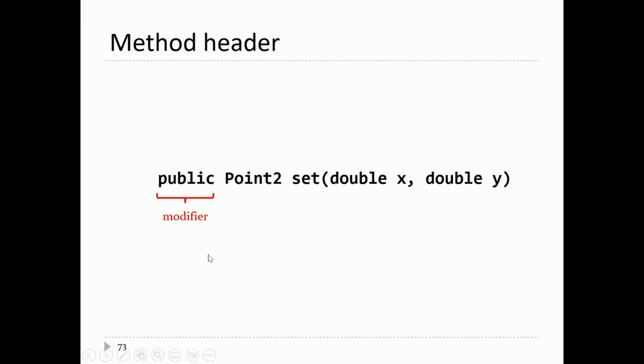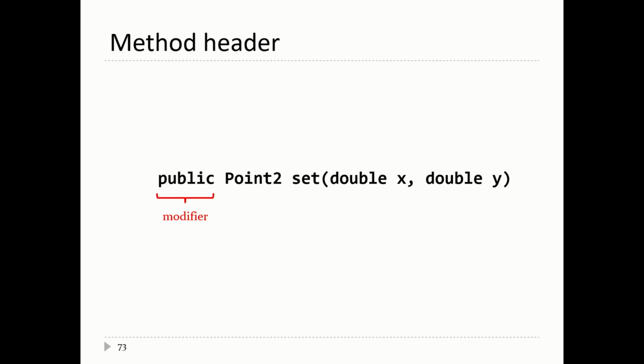At the beginning is typically one or more modifiers, so 0 or more modifiers. Here the modifier is public, so that's an access modifier. The keyword static might be there as well, in which case that indicates a static method.